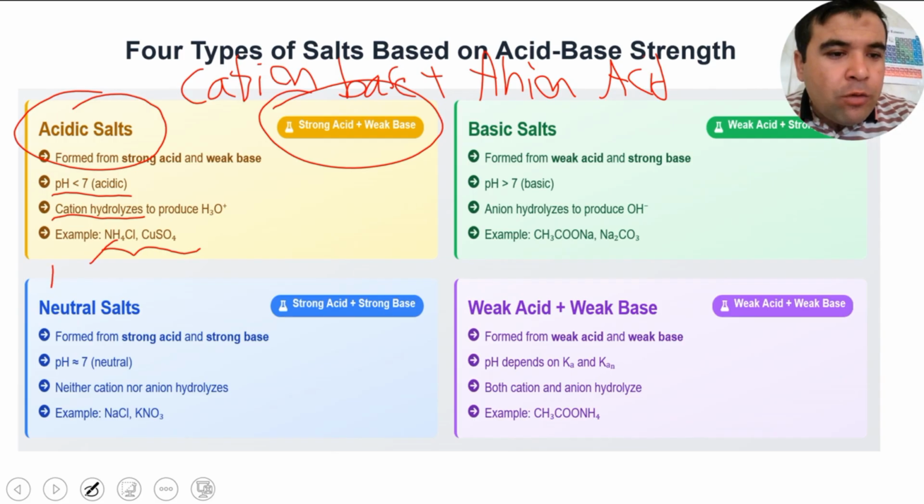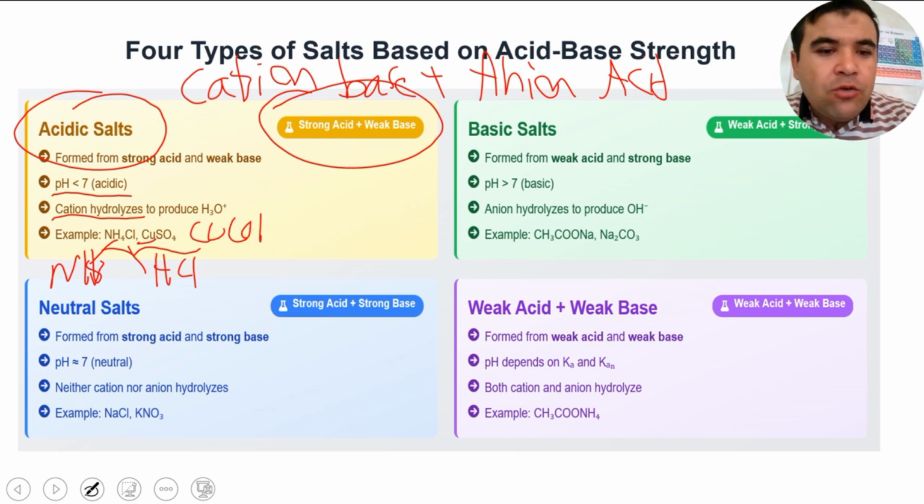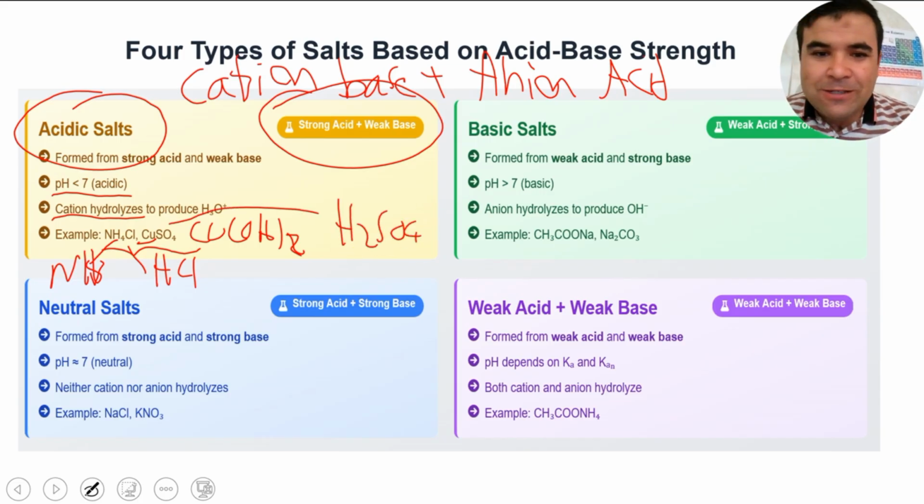As you can see, NH4 is obtained from ammonia, and Cl from HCl. You can observe that HCl is a strong acid, and ammonia is a weak base. Copper hydroxide, Cu(OH)2, is a weak base, and H2SO4 is a strong acid, guys.